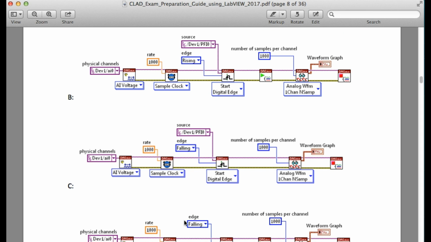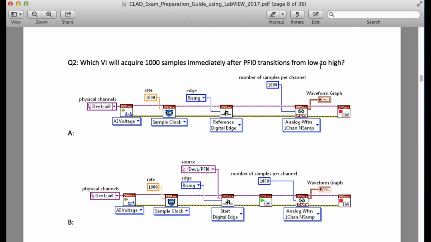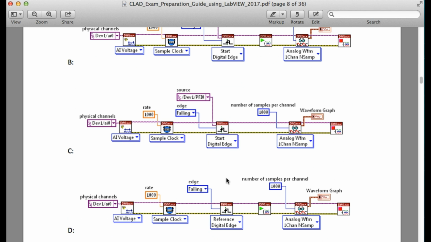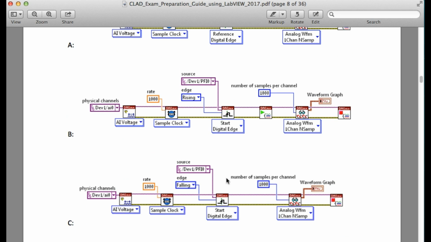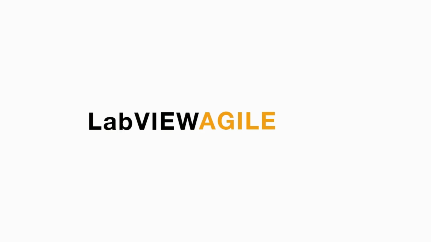The best way to solve this kind of problem is to eliminate the wrong answers. First of all, we know that it is low to high. That basically means it cannot be the falling edge. That means it will be the rising edge. So our choices have been reduced to A and B. And then since it says samples immediately after the transition, that basically means we need to select B. So B is the correct answer.